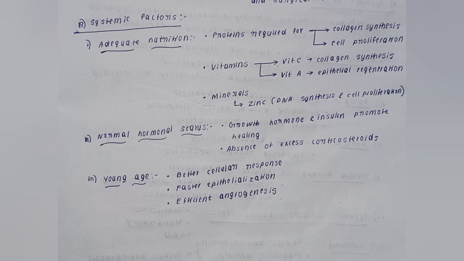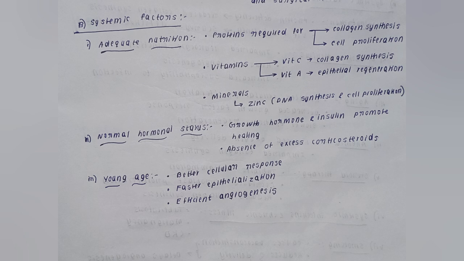Next, the second point is normal hormonal status. Growth hormone and insulin promote the healing, whereas corticosteroids, an anti-inflammatory drug, if present excessively, also delay the wound healing. So, absence of excess corticosteroids.